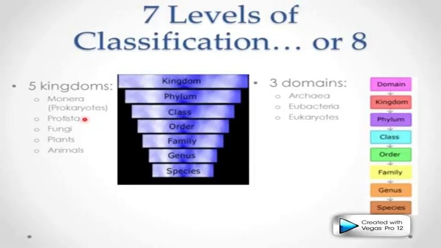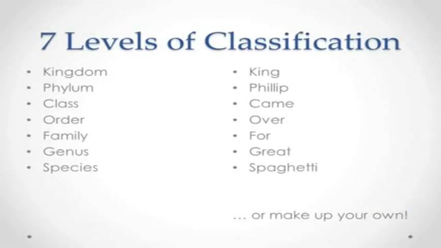So all 4 of these kingdoms fall under the eukaryotes. So we're going to focus more on this 7-level system, but it is important to know that domain, those 3 domains, can come above the kingdom level. So again, the 7 levels of classification that we're going to focus on: kingdom, phylum, class, order, family, genus, species. It's important to be able to remember those in order.